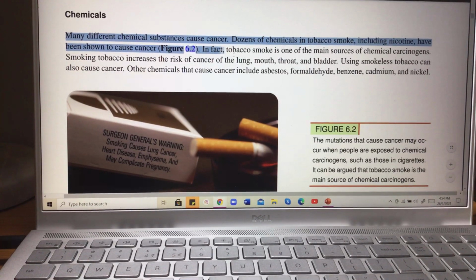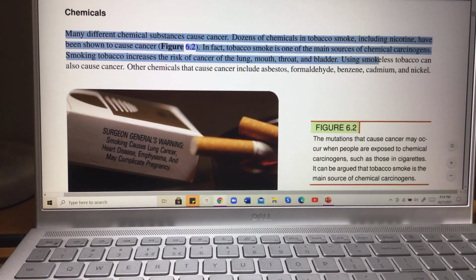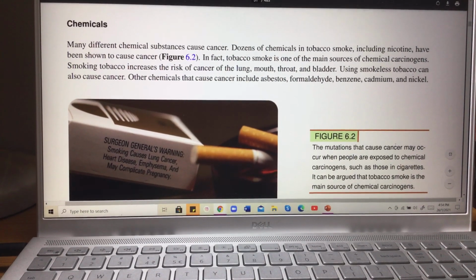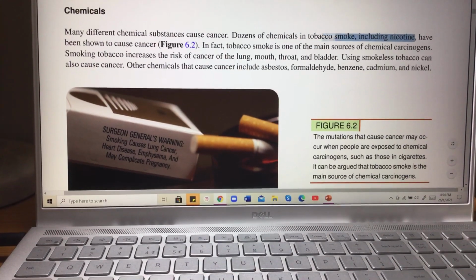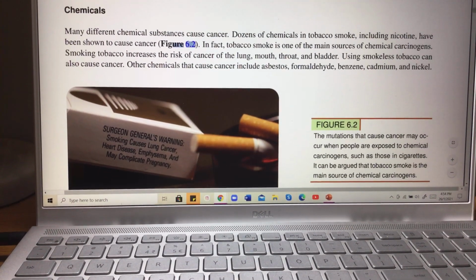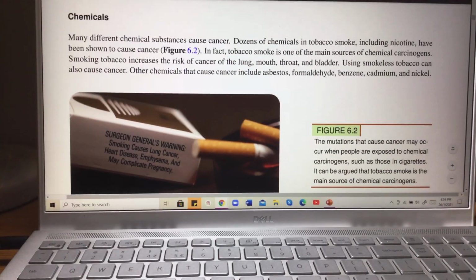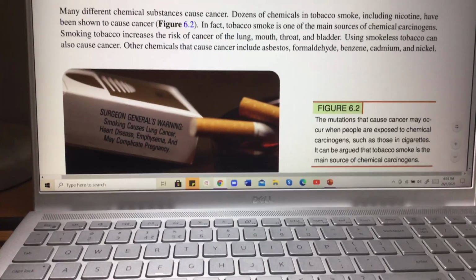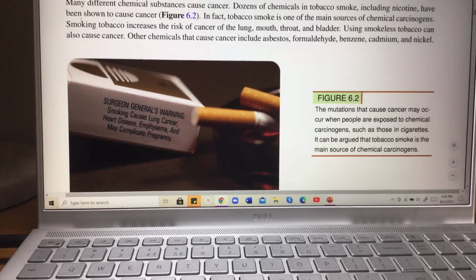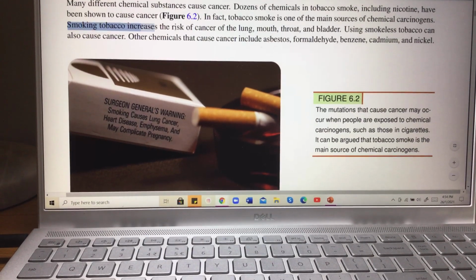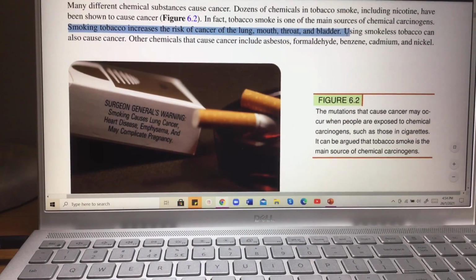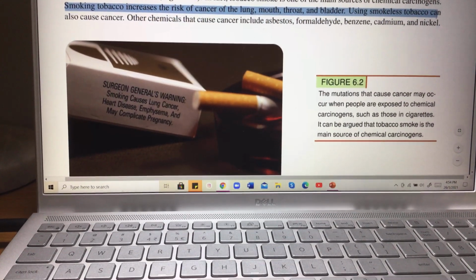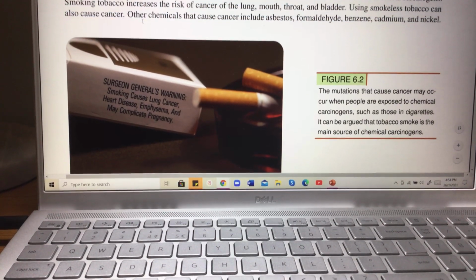Chemicals. Many different chemicals cause cancer. Dozens of chemicals in tobacco smoke, including nicotine, have been shown to cause cancer, figure 6.2. In fact, tobacco smoke is one of the main sources of chemical carcinogens. Smoking tobacco increases the risk of cancer of the lung, mouth, throat, and bladder. Using smokeless tobacco can also cause cancer.